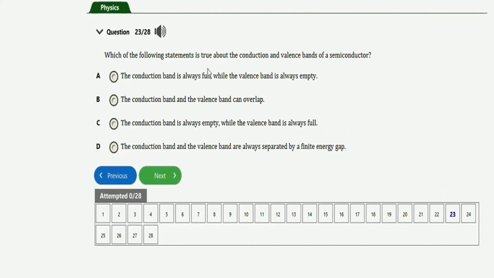Which of the following statements is true about the conduction and valence bands of a semiconductor? We have option A, the conduction band is always full while the valence band is always empty. The conduction band and the valence band can overlap. The conduction band is always empty while the valence band is always full. The conduction band and the valence band are always separated by a finite energy gap. So the right option here is option D. Alright, very important. The next question will be this one.